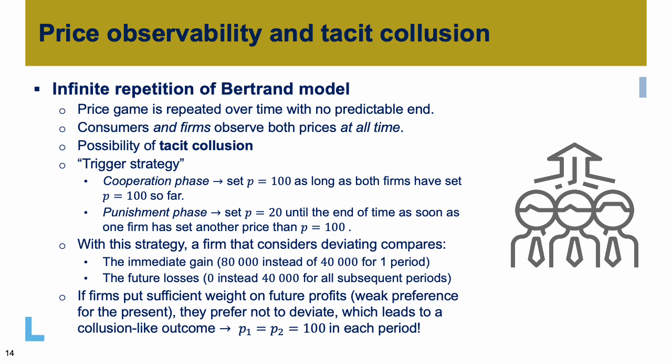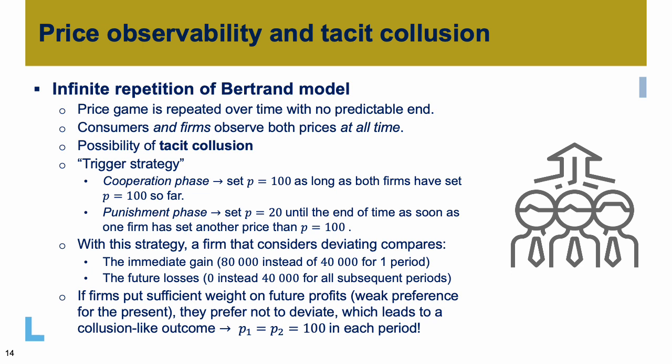Okay, and if you remember the story, it says that if firms put sufficient weight on the future, so if they do not discount the future too much, then they fear this potential punishment, and because of that, they prefer to keep high prices in every period, which amounts to a situation of collusion, and which of course is hurting the consumers. Now, this reasoning is based on the assumption that as soon as one firm deviates, the other firm will observe this and will immediately punish.